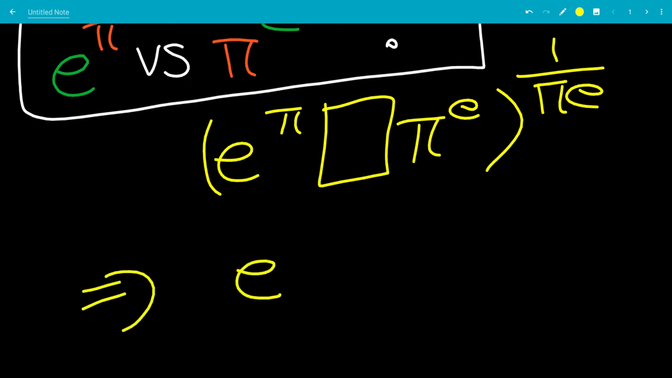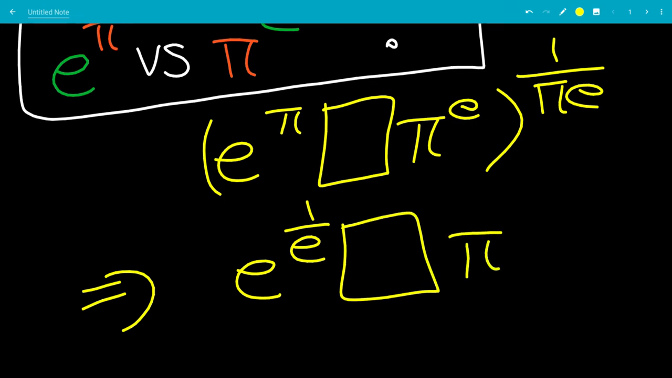Okay, so the pi on the top will cancel. So this will be e to the 1 over e, because it'll be pi over pi e, which pi is not 0, so pi will cancel. Then we have the box. Same thing, the e will cancel, e over pi e is not 0, so we have pi to the 1 over pi.